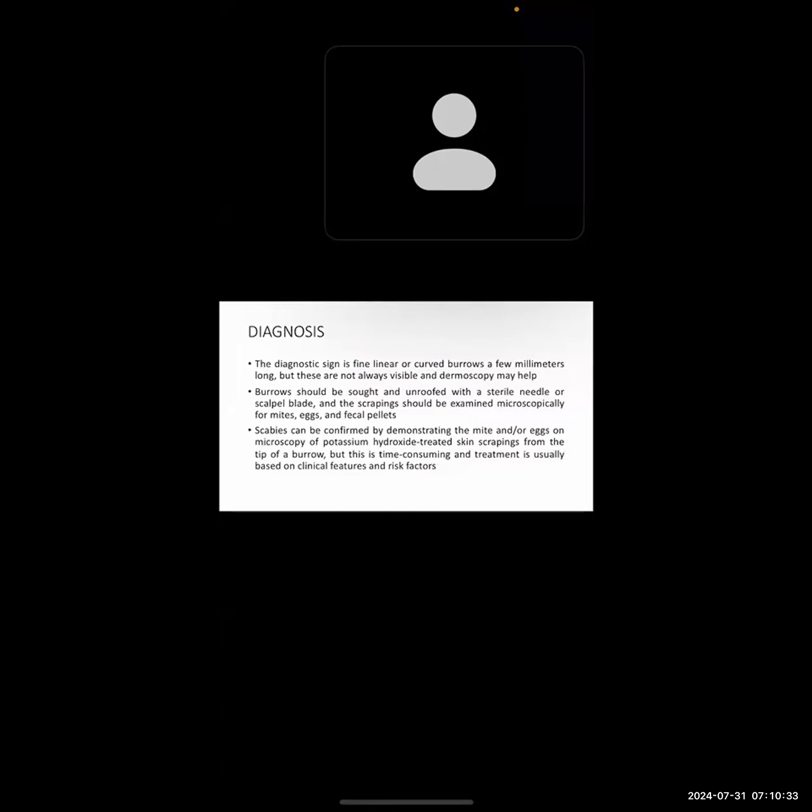The diagnostic sign is fine linear or curved burrows. The burrows can be scraped open using a sterile needle. You can also do the adhesive tape test, then view under microscopy. You apply potassium hydroxide to remove the keratin material so you can view it properly, and then you can see the mites, the eggs, or the feces, depending on where you get it. This is the presence of burrows on microscopy. Then this is a picture of the mite still in its egg. Usually the larvae have about 6 legs, while the adults have about 8 legs.